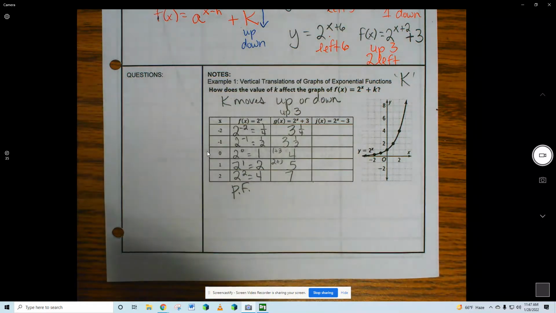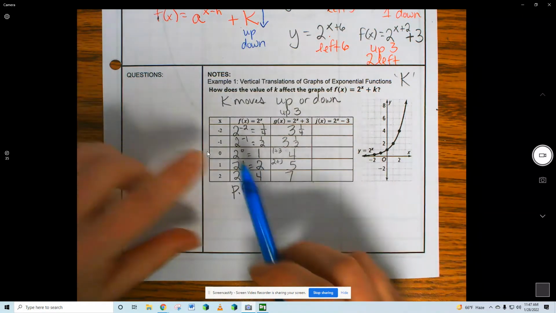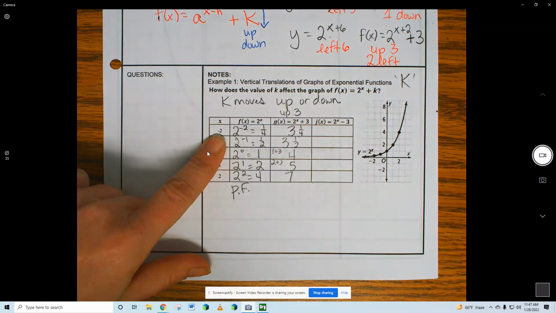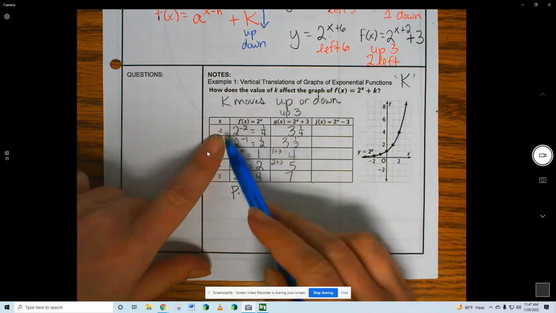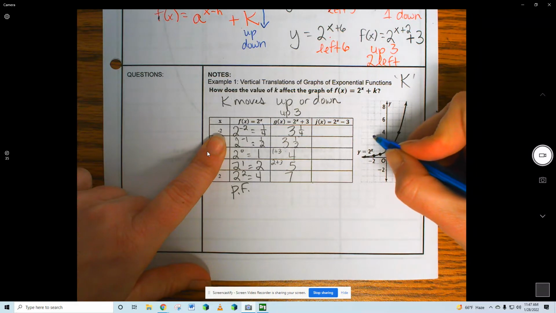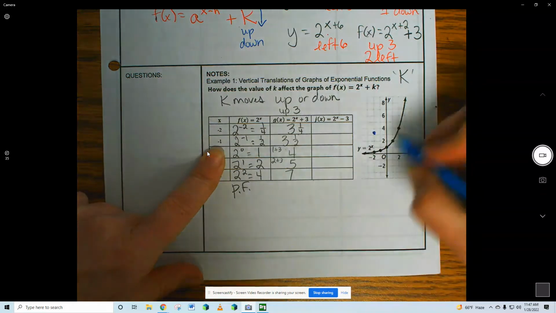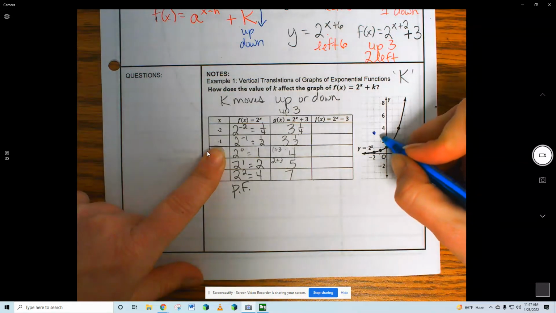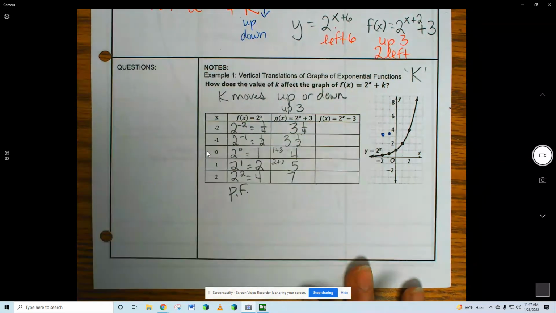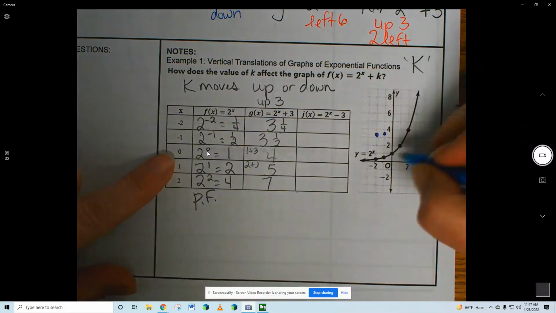I'm going to plot those points first. 2 to the left, up 3 and 1/4. I'm now forgetting about my parent function in the middle because I added 3. 2 to the left, up 3 and 1/4. 1 to the left, up 3 and 1/2. Negative 1, up 3 and 1/2. Just a little bit higher. It's still in the middle of a box. Let's zoom. 0, 4. This is my new y-intercept.